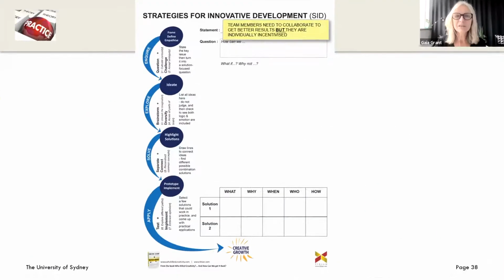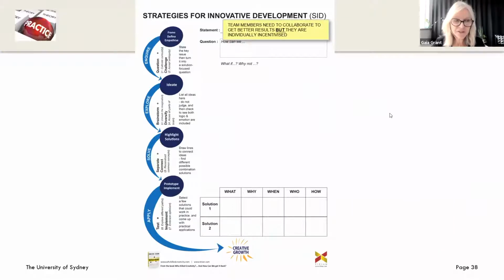Let's practice using the SID tool again, the Strategies for Innovative Development, to show you how you can use the tool to unlock the particular challenges for this client and how we were able to come up with some useful solutions for them. So this is focusing on the issue of ensuring you have team engagement and collaboration while still taking into account this need for individual incentives. So the problem statement is team members need to collaborate to get better results, but they are individually incentivized. So there's the complexity, there's the challenge.